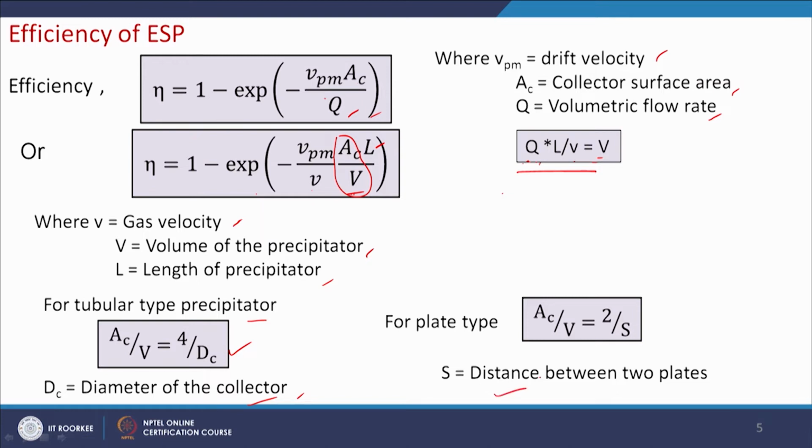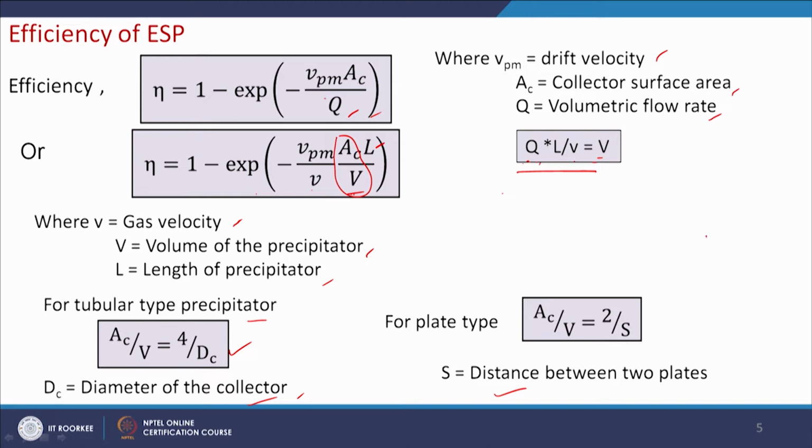Say we have two plates here. So, this plate and this plate both will be collecting. So, L into H, where L H is the area. So, 2 into A, so 2 A c, and the volume will be A into S, the distance between two plates.